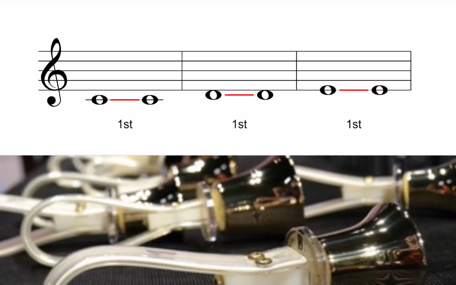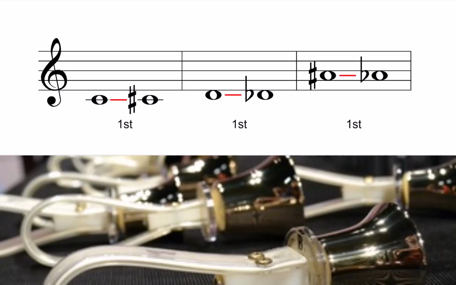D to D and E to E are also first or prime. We also call these unison. Accidentals are ignored when measuring generic intervals. Only the staff position matters.